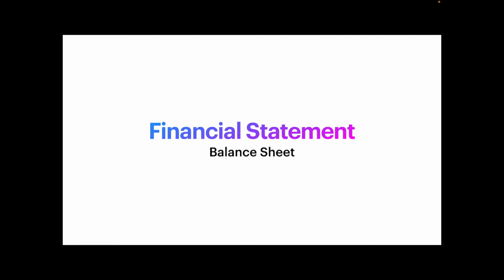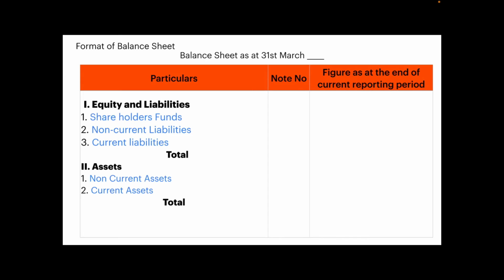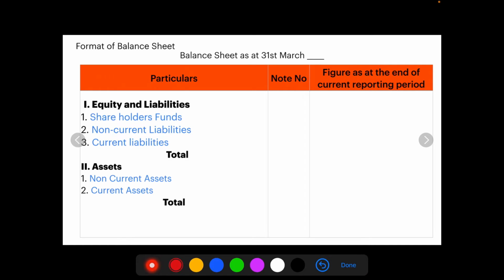Remember, students, when a company is registered as per the Companies Act, then they need to follow a particular format in order to present the balance sheet items. So here you have the format of the balance sheet. Balance sheet as at 31st March. So we know that we prepare the balance sheet for the year ending on 31st of March every year. Particulars column, note number, figures as at the end of current reporting period, nothing but the amount column.